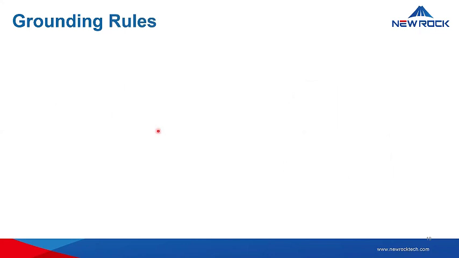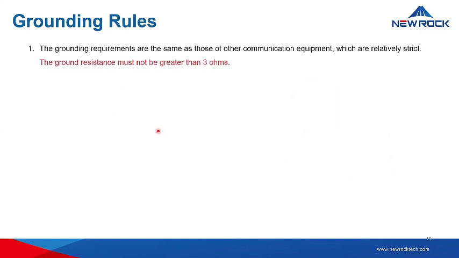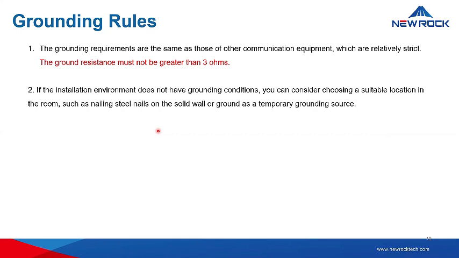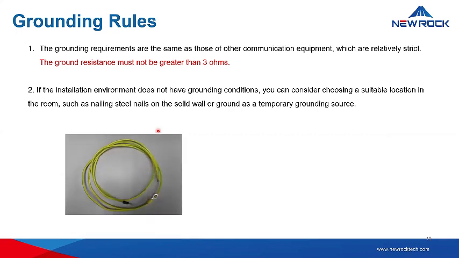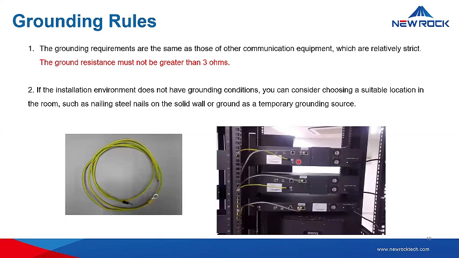So what are the grounding rules? This is the same as for any other communication equipment. The ground resistance must not be greater than 3 ohms. If the installation environment does not have grounding conditions, we advise to nail steel nails into a solid wall or the ground as a temporary grounding source. If you have a grounding cable, you can connect it to the grounding terminal and connect that to the proper grounding system.